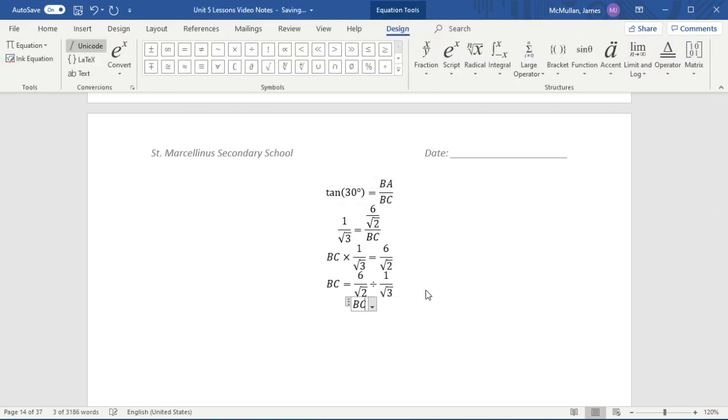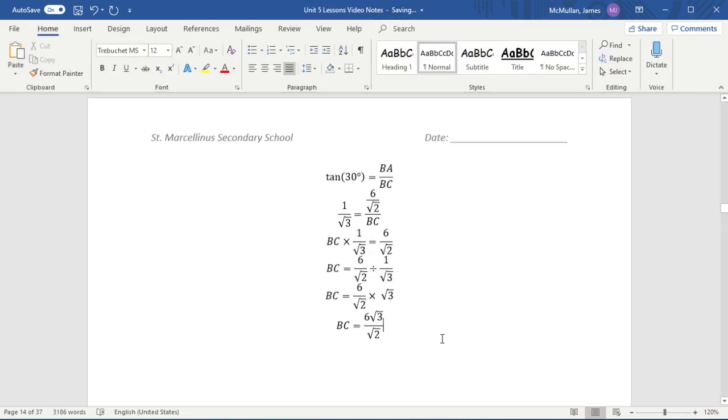Of course, to get rid of it now, I need to multiply by it, right? Okay, we bring the square root 3 on the top and the 1 on the bottom. And sorry, not equals, it should be multiply. Okay, so that's what we end up with. So BC is equal to 6 root 3 divided by root 2. Okay, and that's the length of BC.